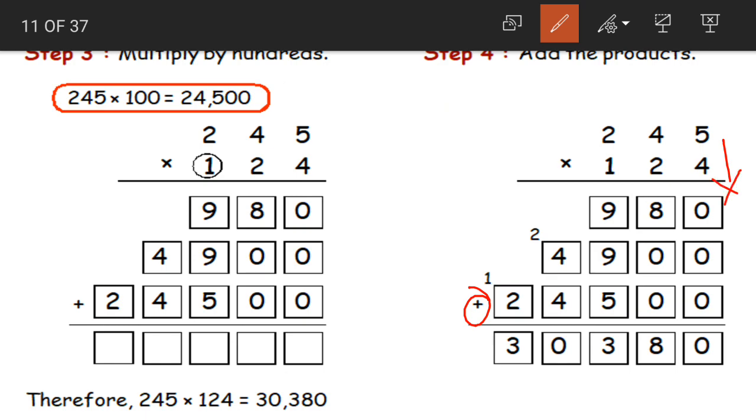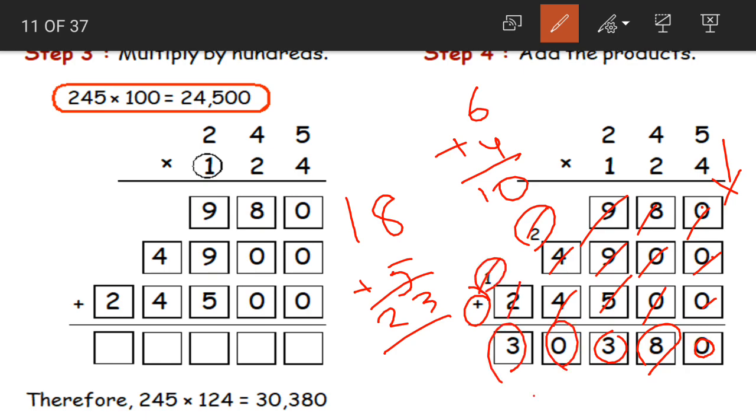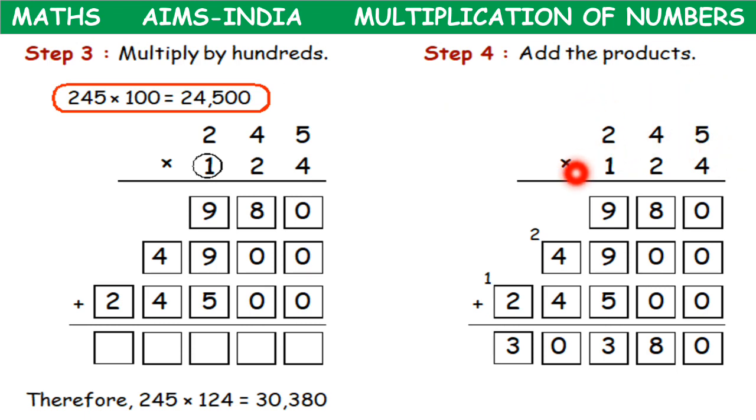From the ones place. 0 plus 0, 0. Again 0 plus 0, 0. Now tens place, 8 plus 0, 8. Again 8 plus 0, 8. Now in the hundreds place, 9 plus 9, 18. 18 plus 5 becomes 23. Yes, so 3 here, 2 carried. Now 2 plus 4, 6. 6 plus 4 becomes what? 10. So 0 here, 1 carried, and lastly 1 plus 2, 3. Yes children, 30,380 is our product. Is multiplying a 3-digit number by another 3-digit number.